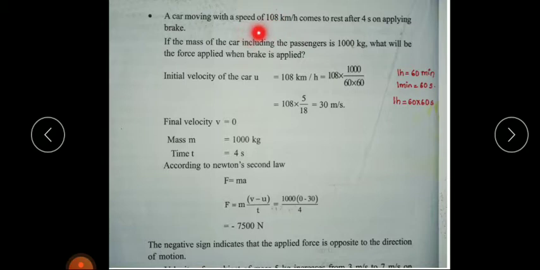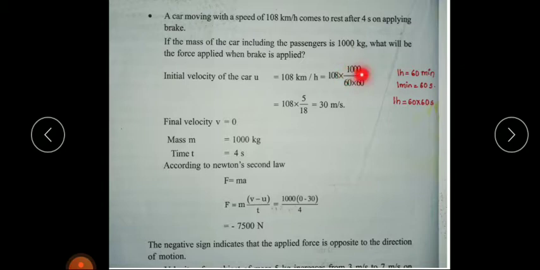See, speed is given in kilometer per hour. So we have to convert this speed into meter per second, because the unit of speed is meter per second. So in the first step, we have to convert this kilometer per hour into meter per second. So initial velocity of the car, that is 108 km per hour. Kilometer is in numerator and hour is in denominator. So in order to convert kilometer into meter, what we have to do? Multiply with 1000, because 1 kilometer is equal to 1000 meter.